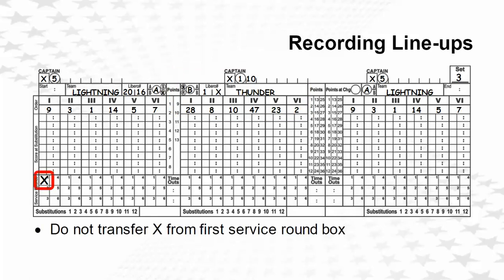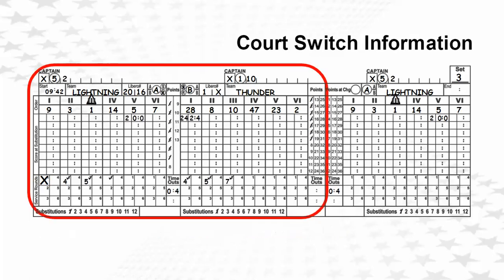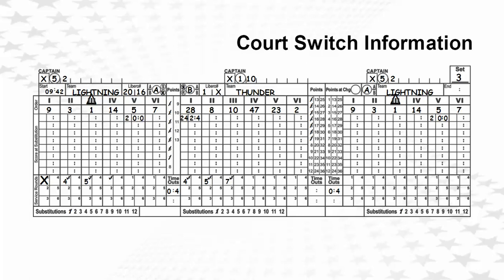Note that you do not transfer the X onto the far right side of the score sheet. During the first part of the set, keep score using the far left and middle sections of the score sheet. Now, let's move ahead to the time where there are differences in keeping score on the deciding set sheet. The score is currently 7-7.